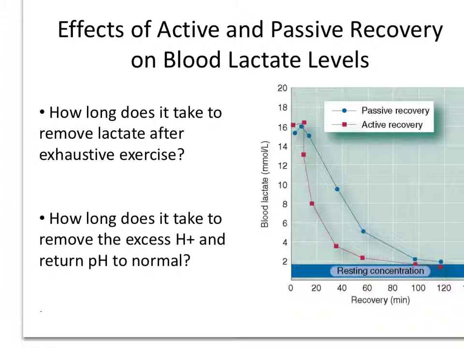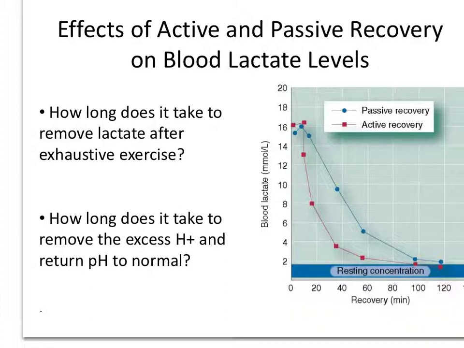Okay, and the key here is the reason why this happens is because you're activating the muscle pump system that we talked about, getting more flow of blood through the body. As the blood flow continues to flow through your body and those veins continue to be squeezed, you get the muscle pump system pumping the blood that has extra lactate and extra hydrogen ions in it, and it pumps it all through the body.